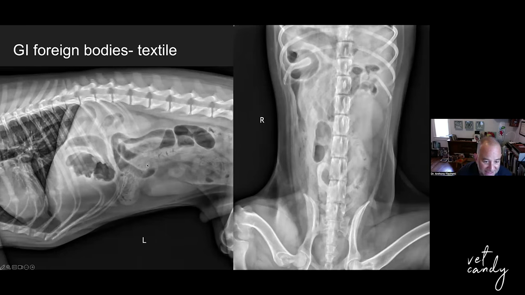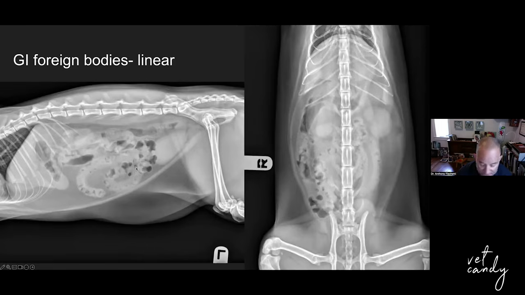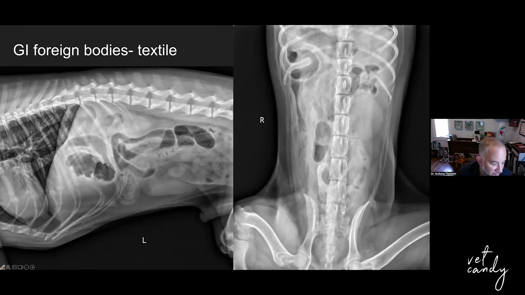You notice how the gas has these linear areas in it? Sorry, I'll grab the pen. And you see how there are these linear gas tracks in the soft tissue? This is kind of like the grooves inside the sock. So we see this with various textile foreign bodies. And you can see here all of those linear gases within the soft tissue.